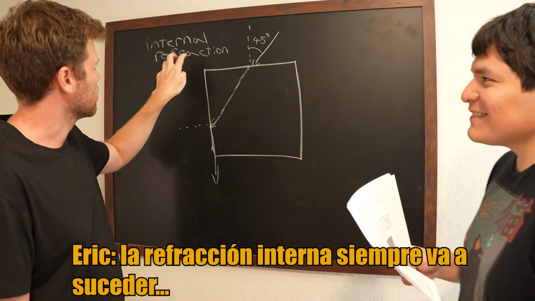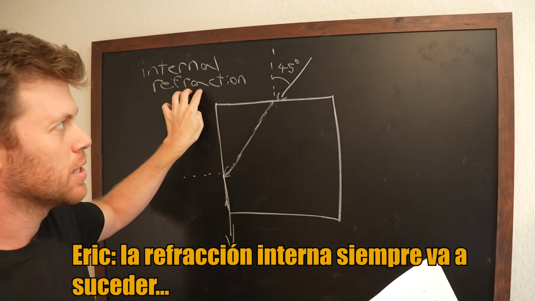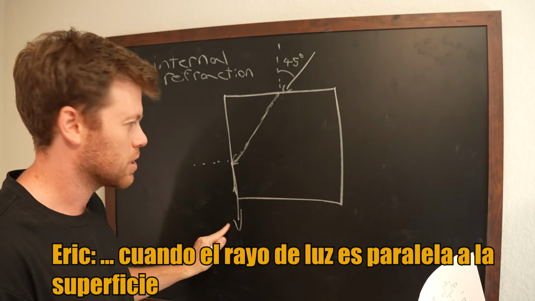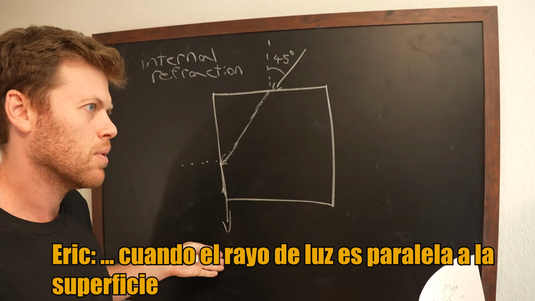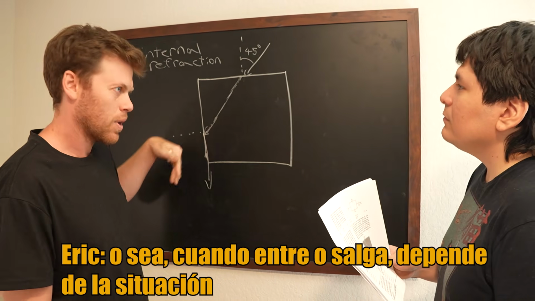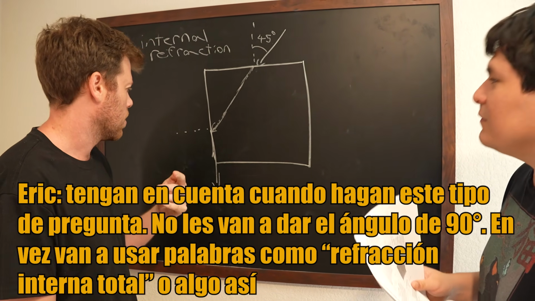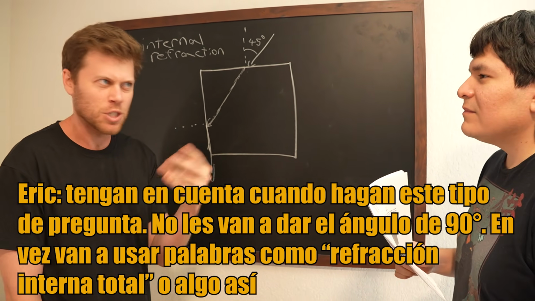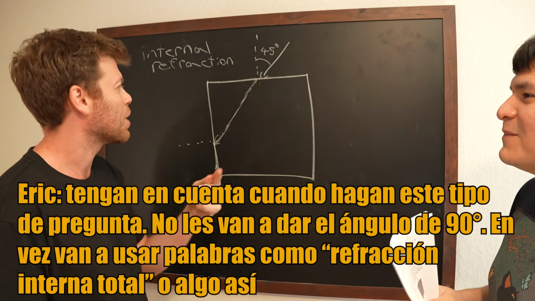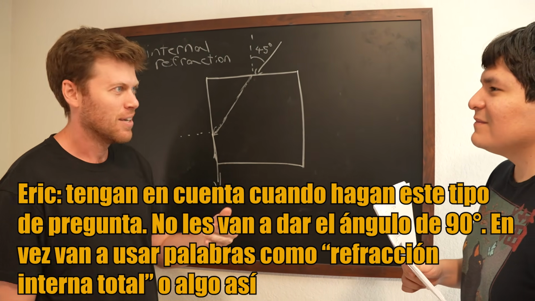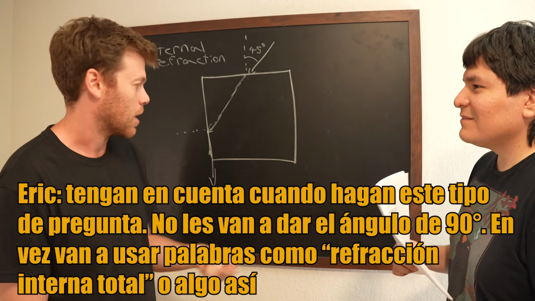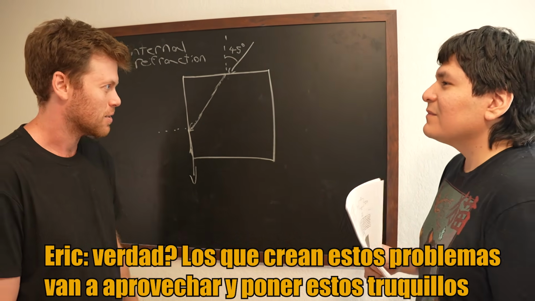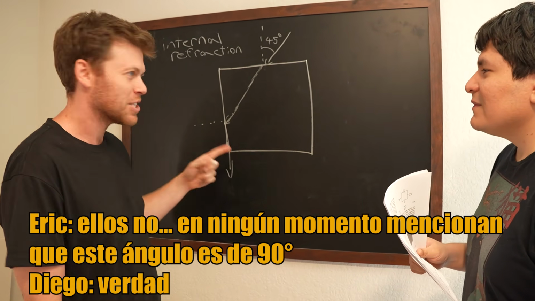So internal refraction is always going to be when the ray of light is parallel with the surface, like when it either enters or exits depending on what's going on. So something to think about when you're doing all these questions, they're not going to tell you, oh, when it's 90 degrees. They're going to use words like total internal refraction or something like that, right? So it's one of those ways they sprinkle extra little tricks. At no point do they mention this is 90 degrees.